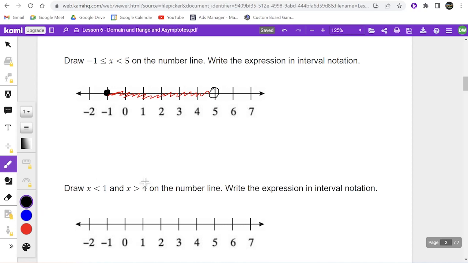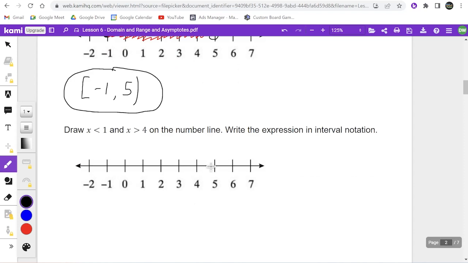And then how would I write that in interval notation? Well, remember, it's the low number, comma, the high number: -1, comma, 5. And -1 will get square brackets or parentheses? It's going to be square brackets, because you want to include the -1. And then 5 gets parentheses because it only has the less than sign, not less than or equal to. So there's our answer for that one.